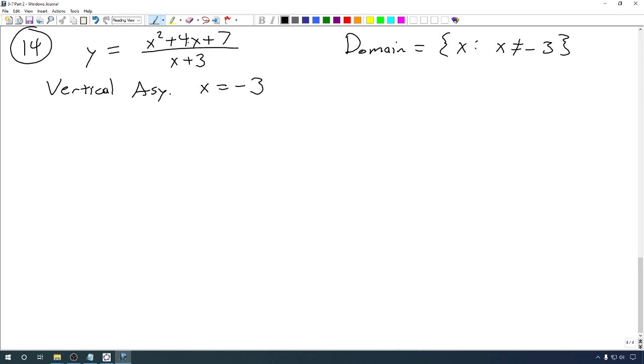However, since the top is bigger in degree, the top has a degree of 2, the bottom has a degree of 1, we do not have a horizontal asymptote.